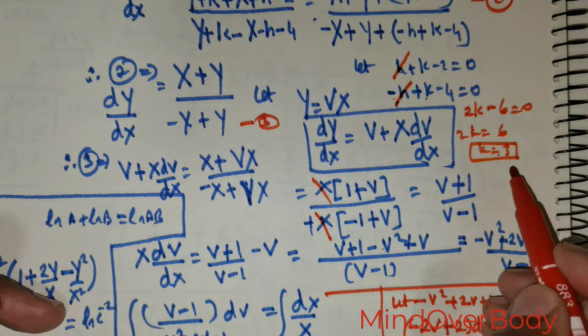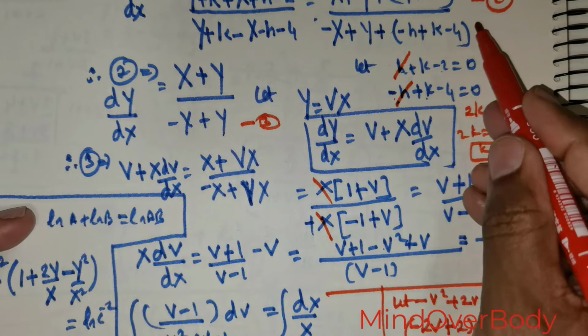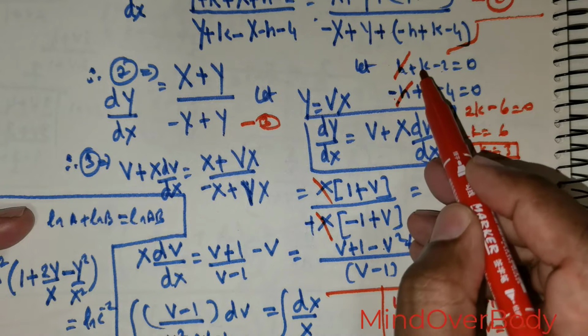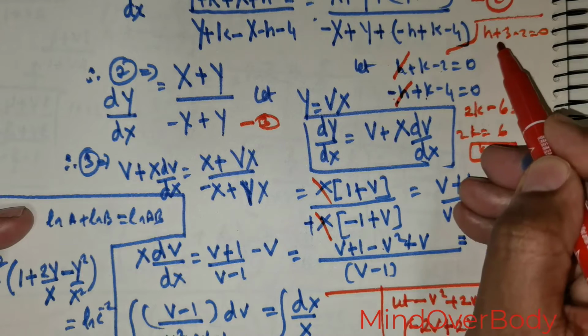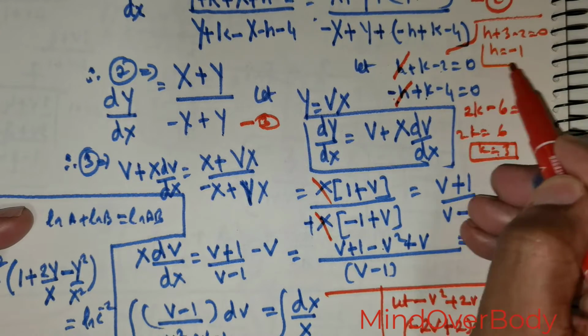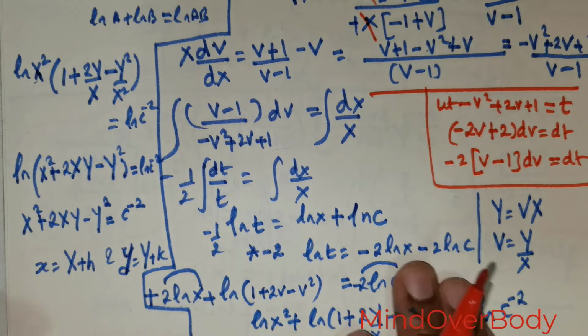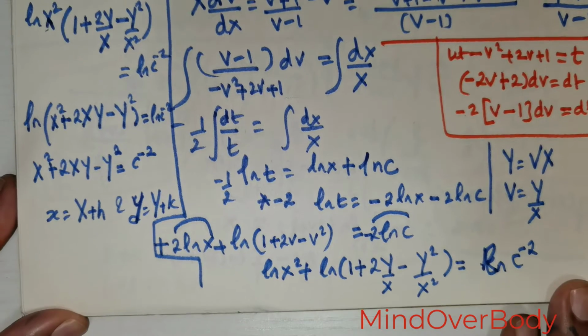Now if k is equal to 3, I can just take it and substitute it here. So if I were to do that, I'm just going to substitute k is equal to 3 here. So that means h positive 3 negative 2 is equal to 0. So that means h is equal to negative 1. So clearly you see everything is working out. H is equal to negative 1 and my k is equal to 3.